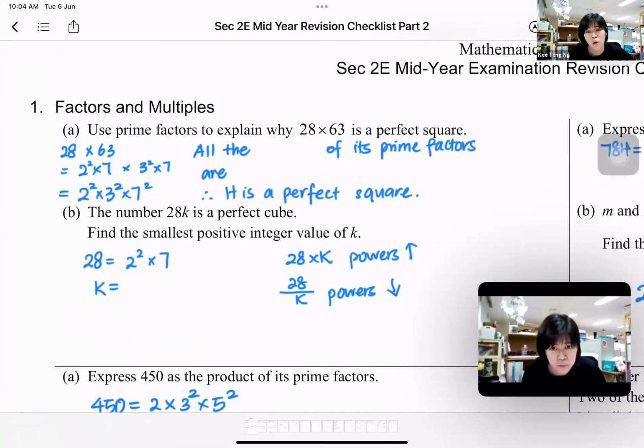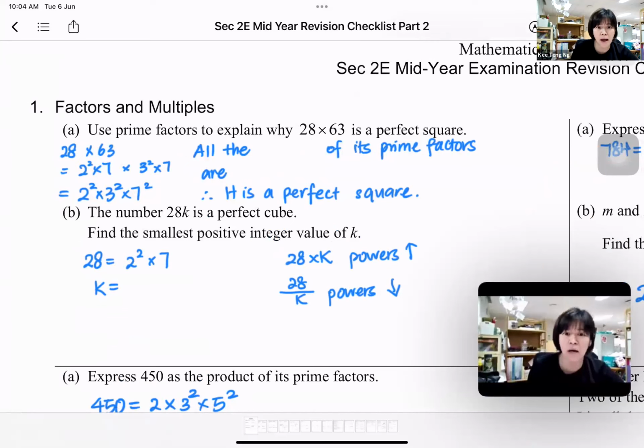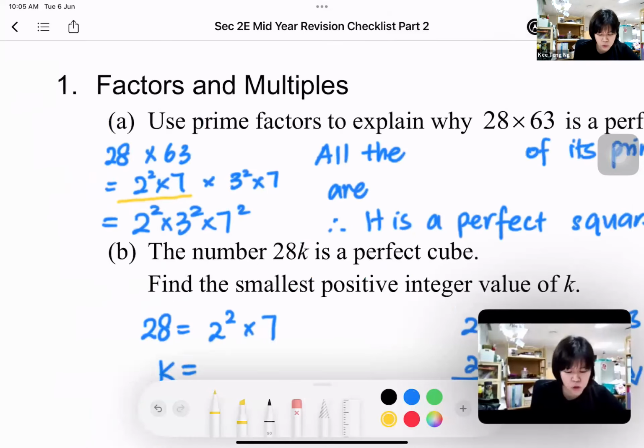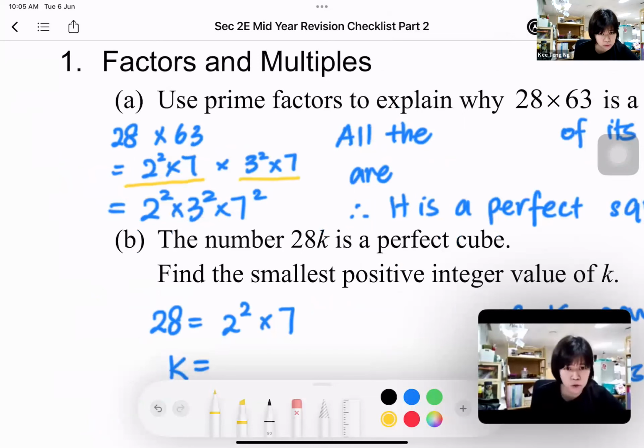How do you explain why this number is a perfect square? Please do not write the explanation that it can be square rooted, therefore it is a perfect square. It doesn't work this way, okay? You have to explain using prime factors. So first we need to express 28 and 63 as a product of its prime factors. 28 is 4 times 7, 2 square times 7. Then 63 is 9 times 7, so 3 square times 7.